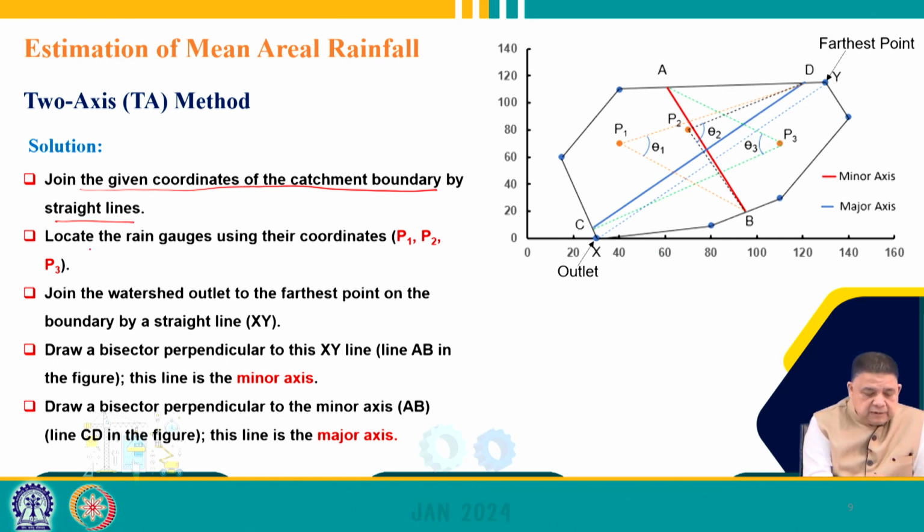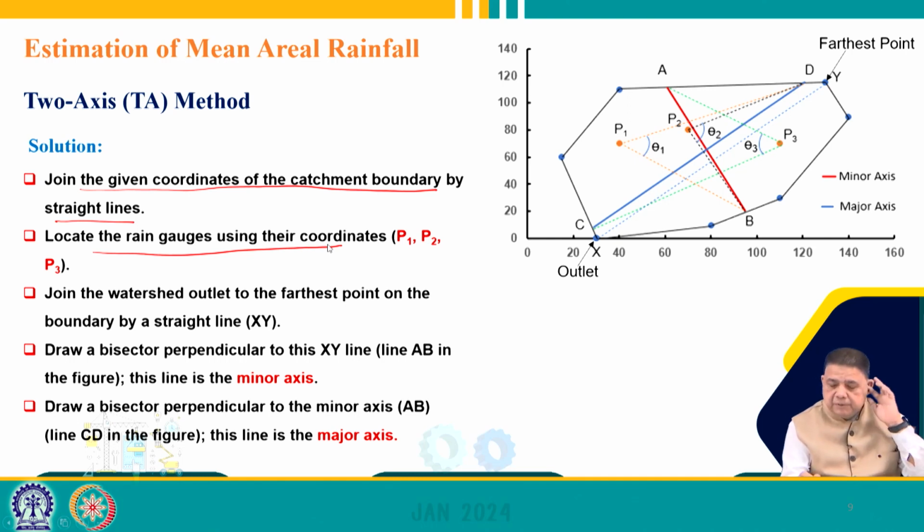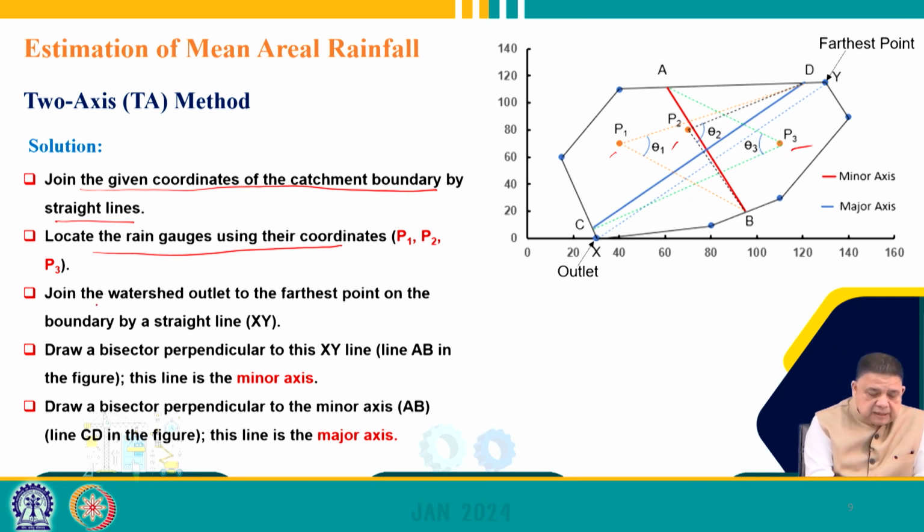And we need to locate the rain gauges using their coordinates P1, P2, P3. So, P1, P2 and P3 are the 3 rain gauge stations whose coordinates are given. Now, we have to follow the procedure. First thing we have to do is determine or locate the 2 axes, minor and major axes.